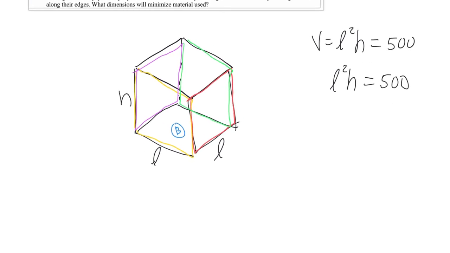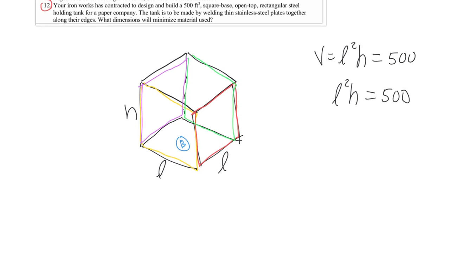So the area, or we could say the surface area of all that, is going to be the base, the square base, plus, now I think all of these sides are just h by L, isn't that right? H times L would give me this yellow side. H times L would give me the red side. H times L would give me the green side. H times L would give me the purple side.